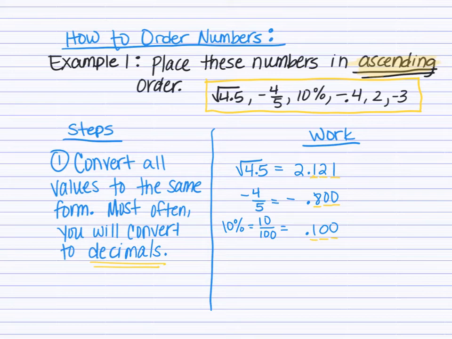The next number is already a decimal, which is -0.4, and again with the extra decimal places. And then finally the last number is a whole number of -3, and that's going to be -3.000.